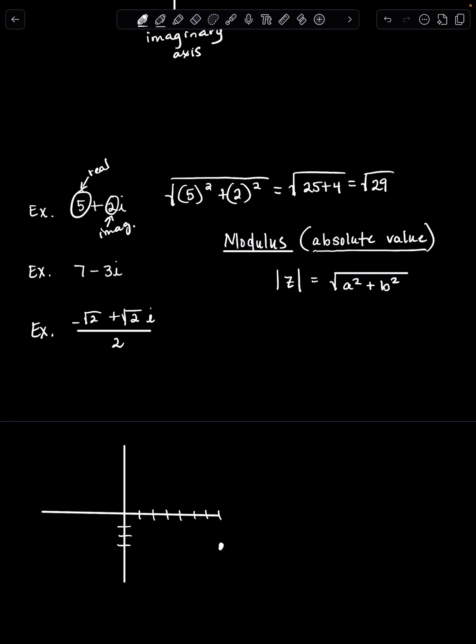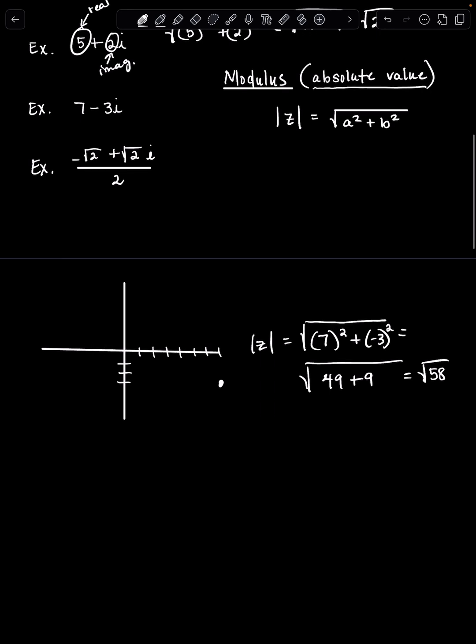I've plotted it. To find the modulus, that's the absolute value of z. That's going to be the square root of a squared plus b squared, which in this case is going to be the square root of 49 plus 9, or the square root of 58. All right, let's do one more of those.